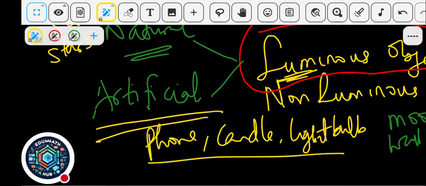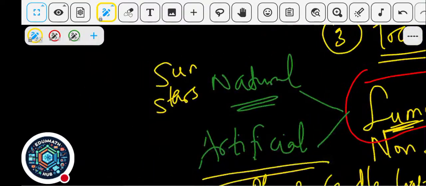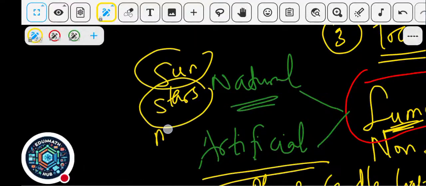JAMB asked a question like this in the 2024 mock, where they said something like, which of the following is not a natural source of light? They put sun, stars, and then they put moon. So the answer to that question was moon. The moon does not give out its own light, it only reflects light. Okay, so I hope you understand that part.